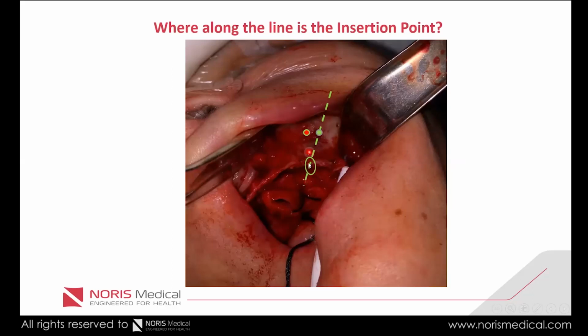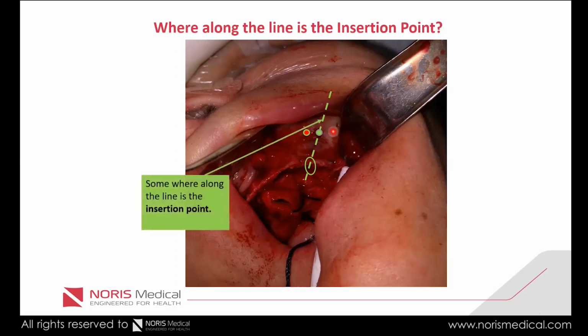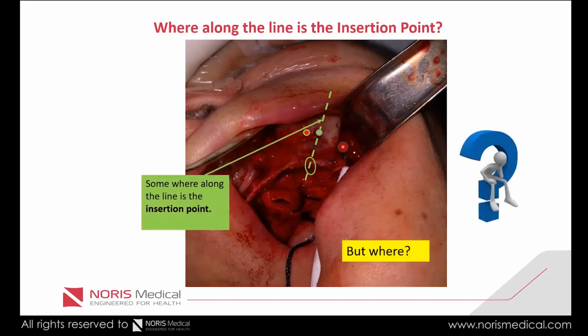Now, somewhere along this line is the entering point. Remember the entering point that's telling us the sinus angle where we are. If we start from here or here, we'll be differently positioned towards the sinus or the zygoma bone. So how do we find this point? This is the question.